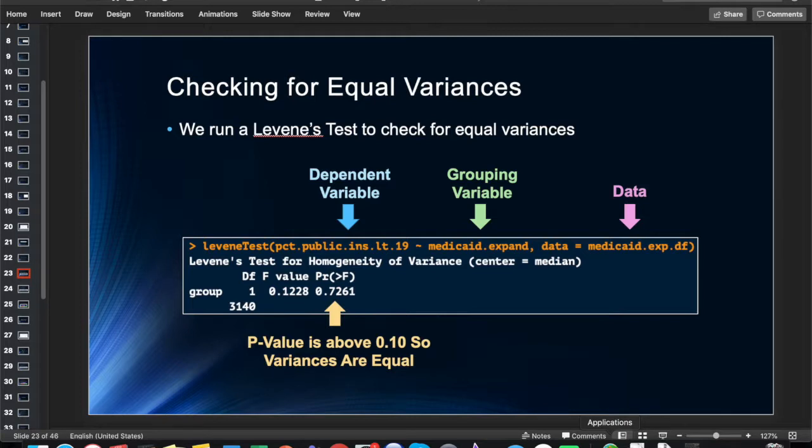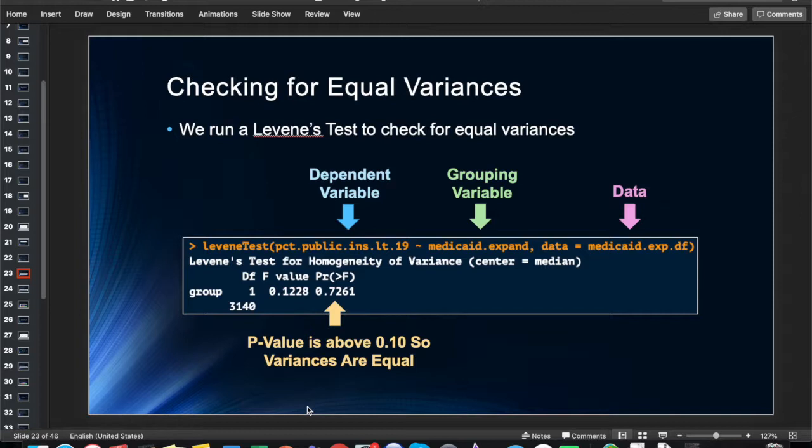Then we'll put a tilde, and then the next one will be the grouping variable, or the groups that we want to differentiate between. So we're doing expanded Medicaid and did not expand Medicaid, and this data is at a county level. And then you'll put data equals and the name of your data frame. In this case, it's this. Once you put all that in, this is what is going to come out.